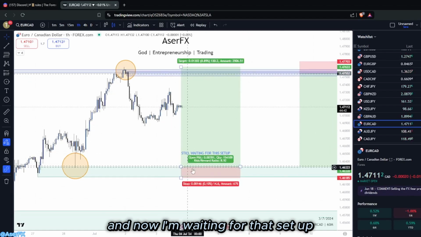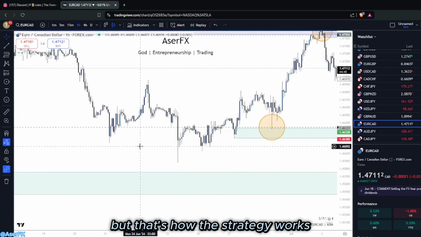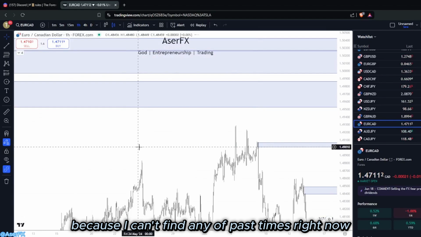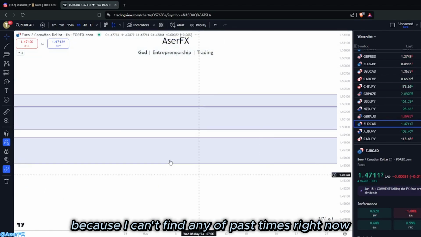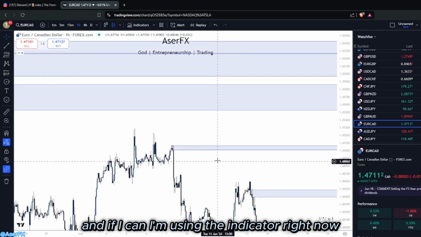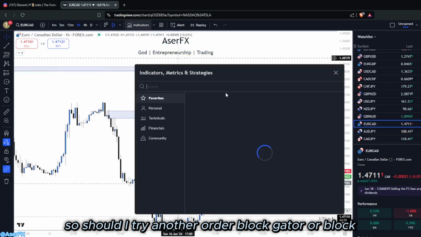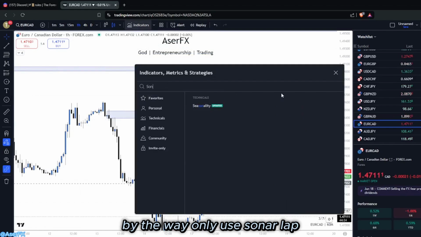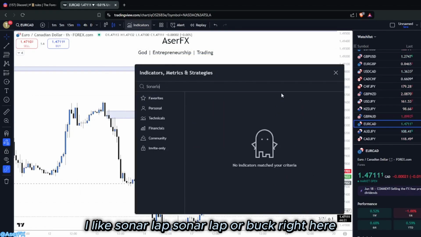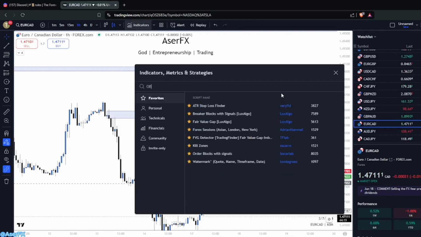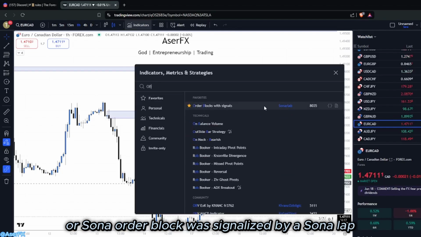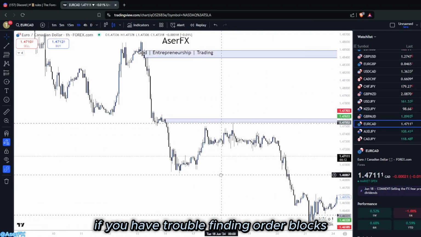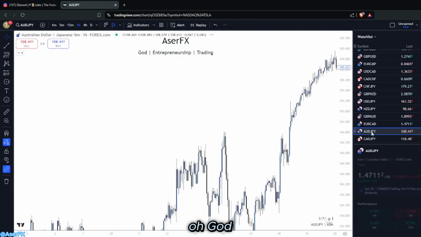And now I'm waiting for that setup. But that's how the strategy works. Backtest it yourself because I can't find any past times right now. And if I can, I'm using the indicator right now. So let me try another order block indicator. Order block. By the way, only use Sonar Lab. I like Sonar Lab. Sonar Lab order block. Right here. Order block with signals by Sonar Lab. If you have trouble finding order blocks, which I do. God.